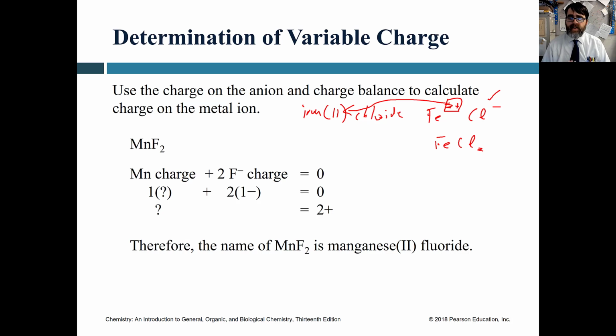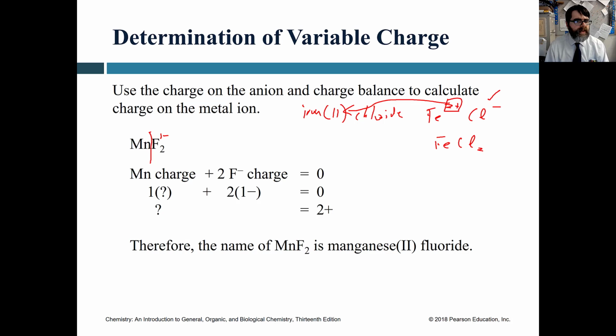The reverse process is similar. You can almost do a reverse crisscross thing. There's times where it doesn't work, though, because of that reducing that can happen. So it's always easier just to figure out what the total negative charge is and therefore what the positive charge must be. So fluoride has a 1- charge.